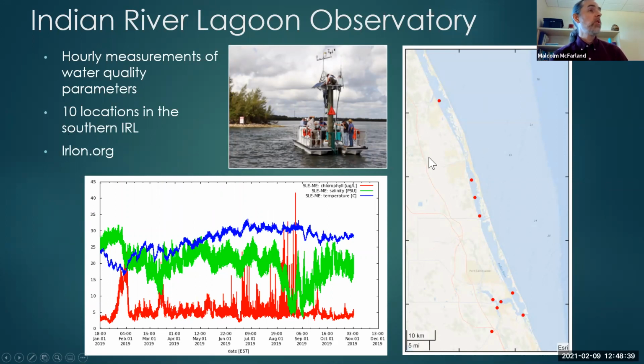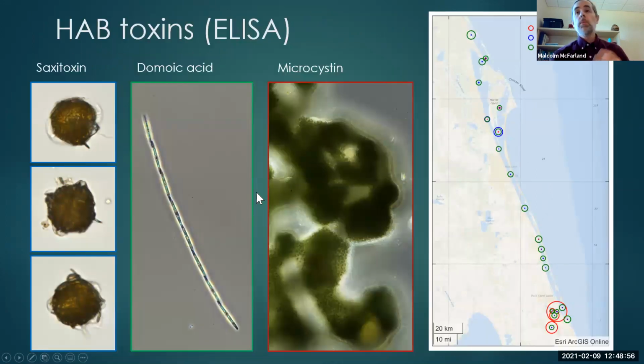Some of those sample sites that I was showing previously are designed to line up with some of these in situ sensors, so that we have really good in-water data that we can correlate with our cell count data to try and figure out what's going on. We're measuring toxins directly as well as counting these cells. We're measuring saxitoxin, domoic acid, and microcystin using a technique called ELISA, and we can do this pretty much for every water sample we collect. We can count the cells, and we can also measure the toxins.